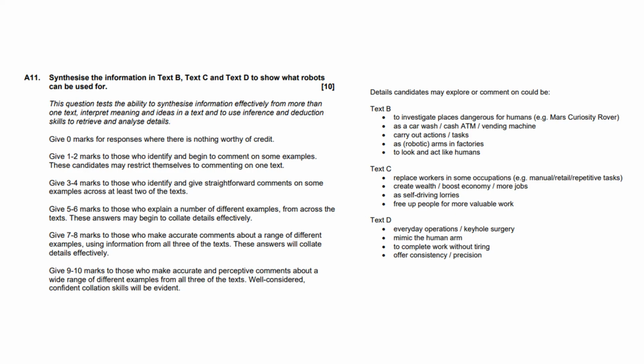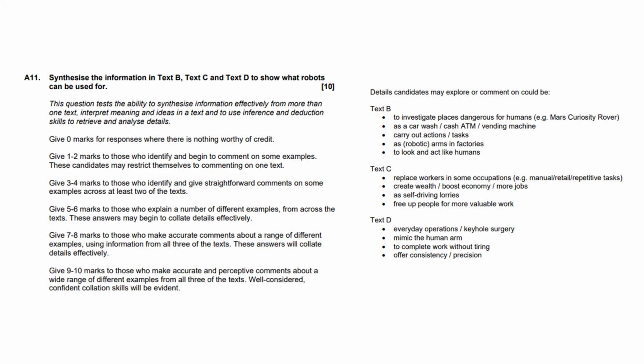Give 7 to 8 marks to those who make accurate comments about a range of different examples, using information from all 3 of the texts. These answers will collate details effectively. I think we have covered a range of different examples. If you look at the right-hand side, I think we've covered nearly all of them. More importantly, I think we've been actually very effective in collating those details. We've brought them all together in a fairly intelligent way.